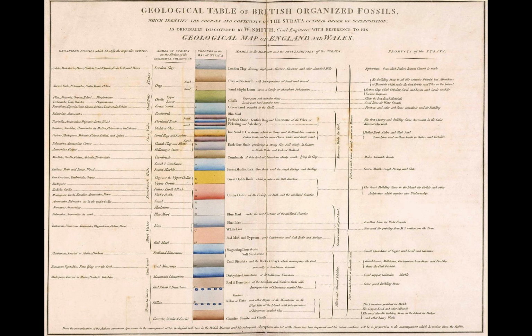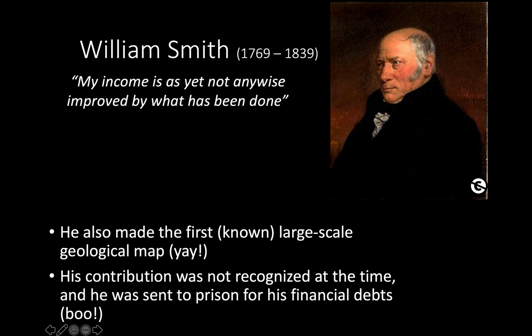So here is the map that he made. All right, so the geologic table based on what fossils are present. He has color-coded it, that's what this is, and there are names of the different rocks. So he made the first known, and that's really important, the first known large-scale geological map, which is great.